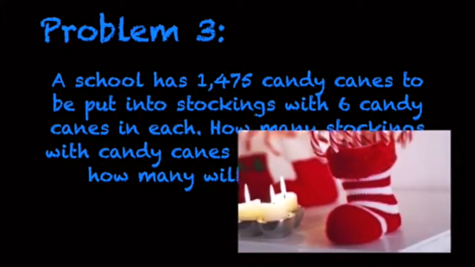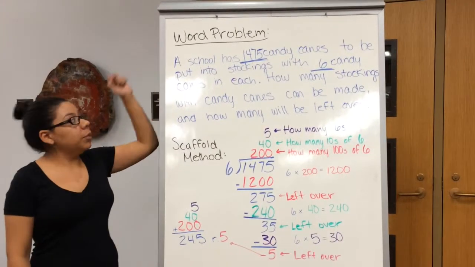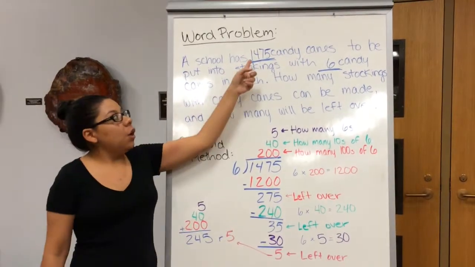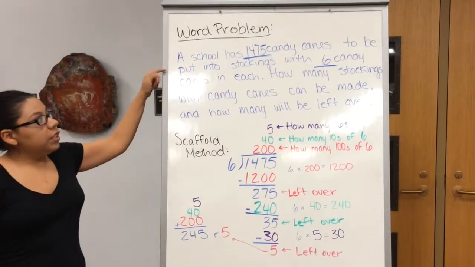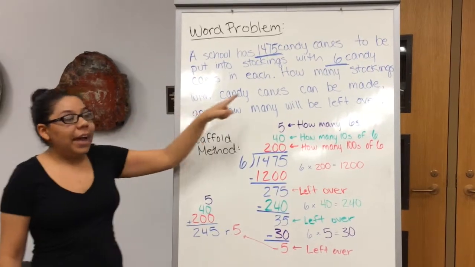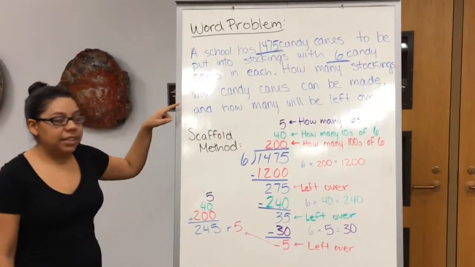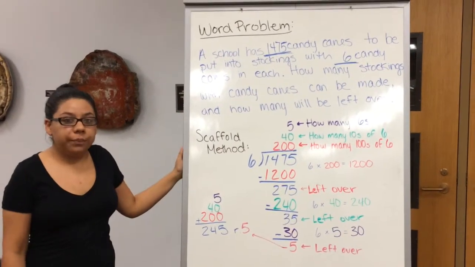Okay, so today we're going to be doing a word problem. The problem is a school has 1,475 candy canes to be put into stockings with 6 candy canes in each stocking. How many stockings with candy canes can be made? And how many will be left over?